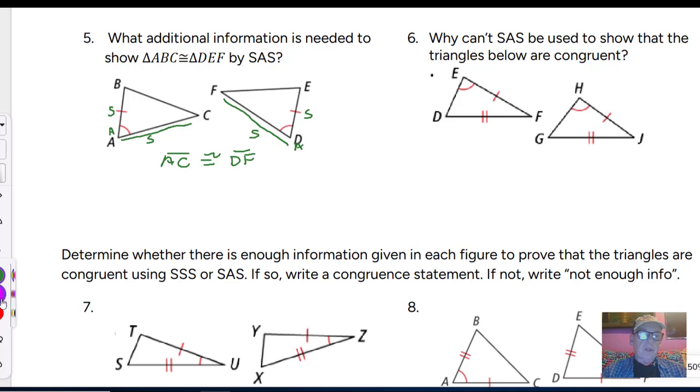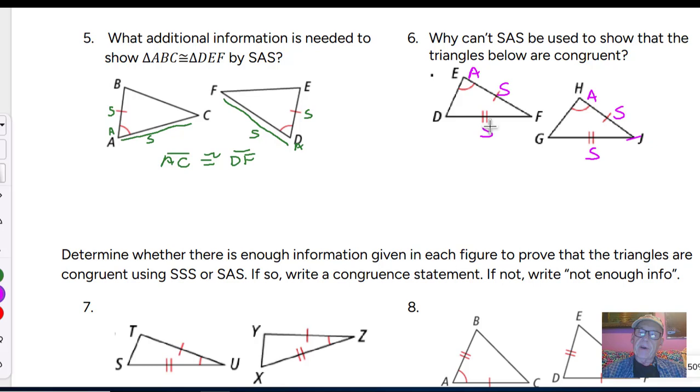Let's look at number 6. Why can't SAS be used to show the triangles are congruent? So let's look at the pattern that we have here. This A matches with E matches with H, which throws an A into the pattern. Segment EF is congruent to segment HJ. And segment DF is congruent to segment GJ.